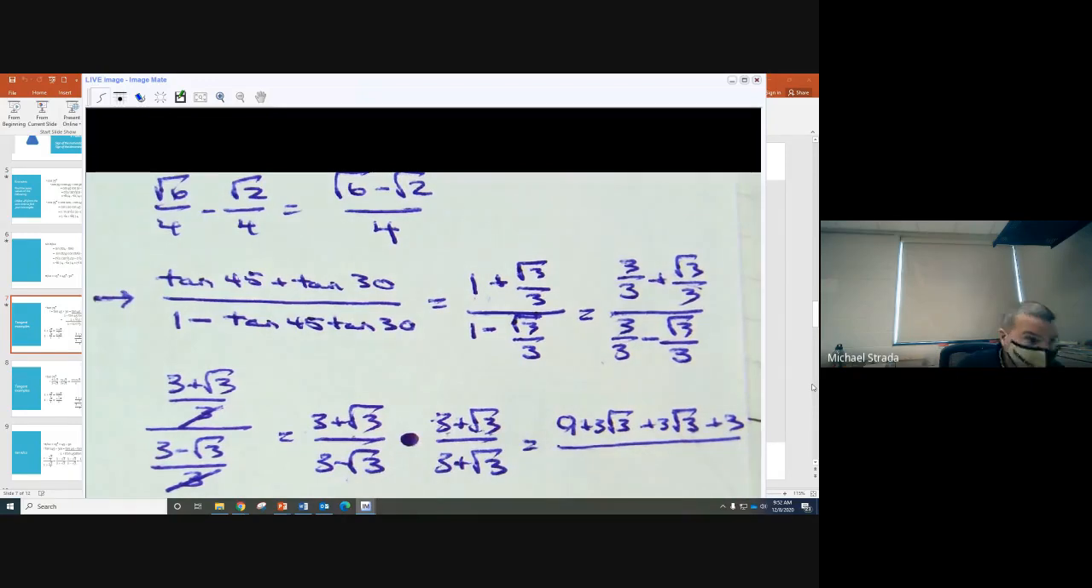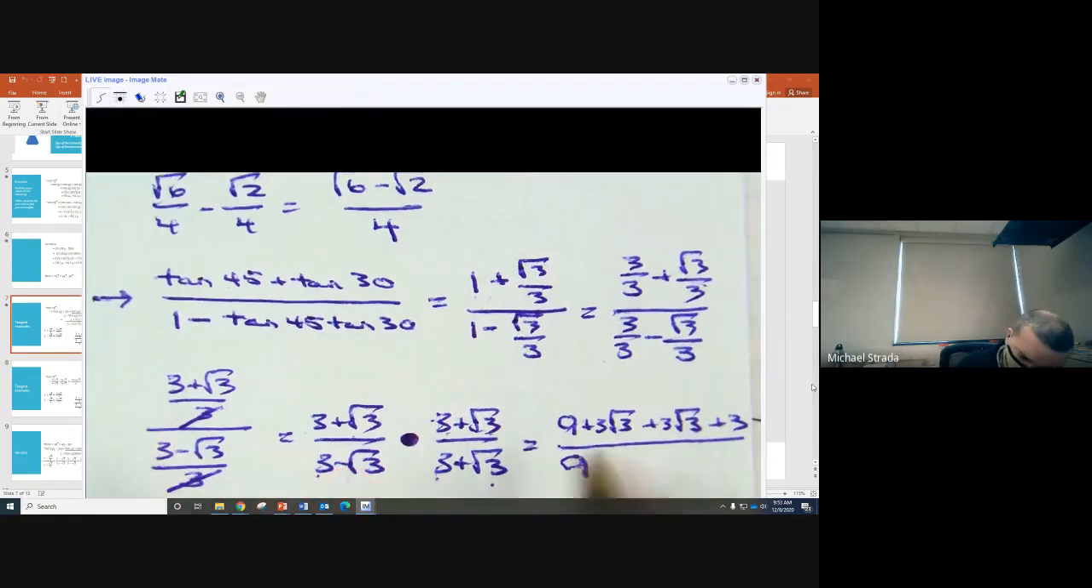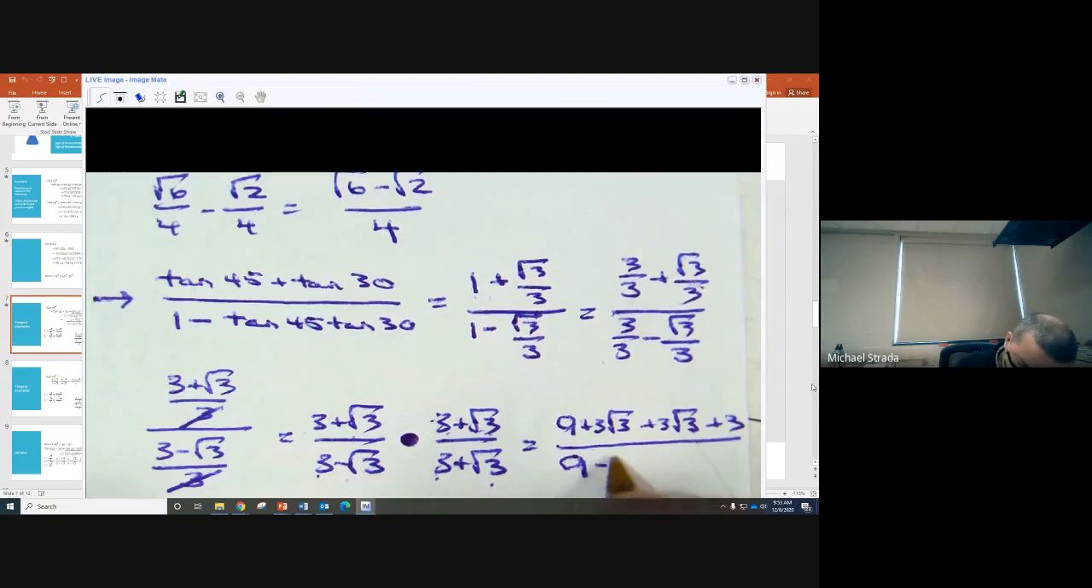All over. When I do the same thing on the bottom, 3 times 3 is 9. And in case you don't recall, that and that will always cancel when you do it. And I end up with minus 3.